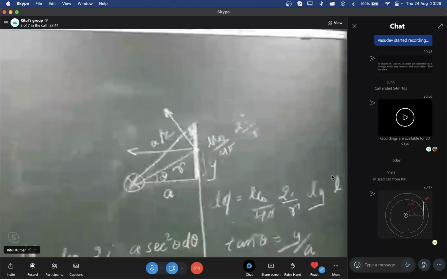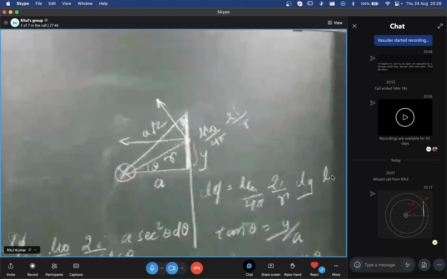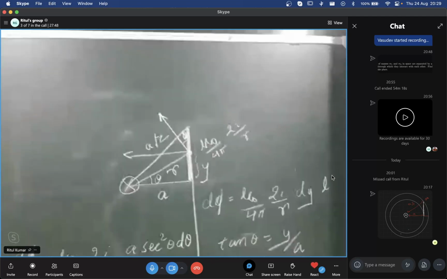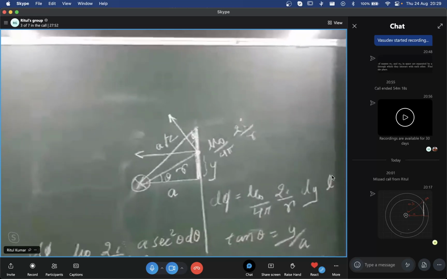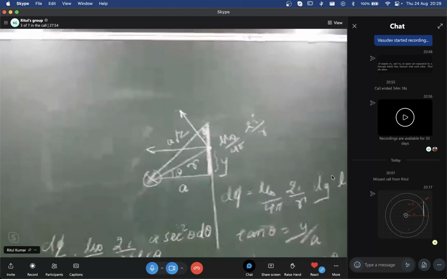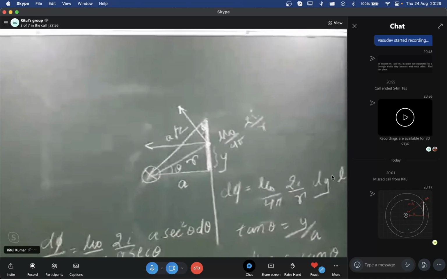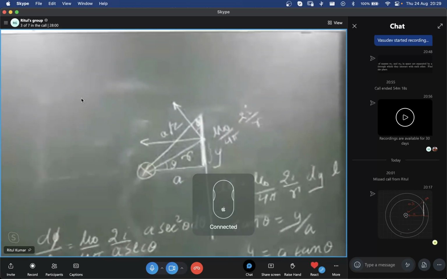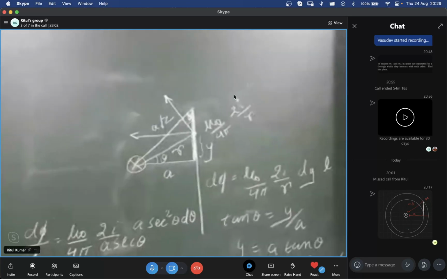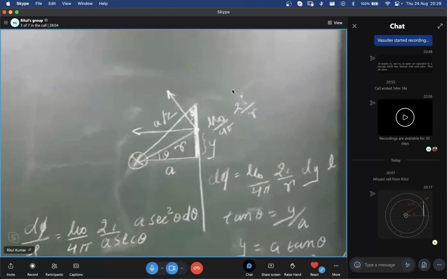Correct. So this will be the answer then? Yes, check with this answer. Incorporation of sine theta is a must. Sine theta should be incorporated. I think that gives us the answer. That will be sine theta by cos theta, right? That means it is tan theta. Yes, sir, tan theta d theta.